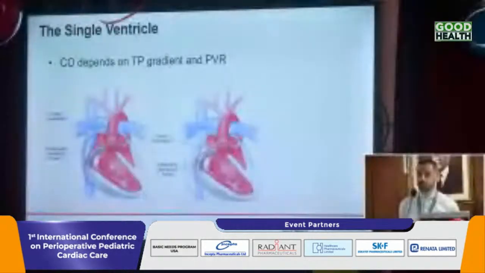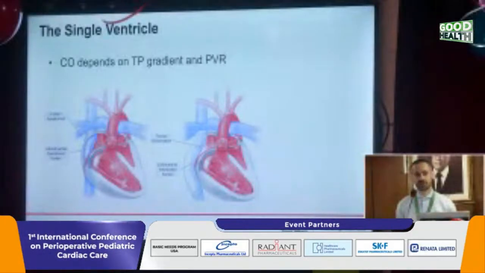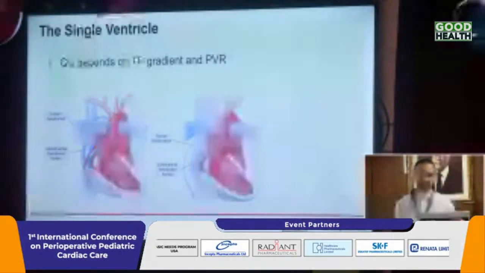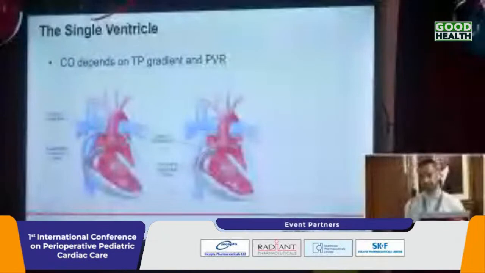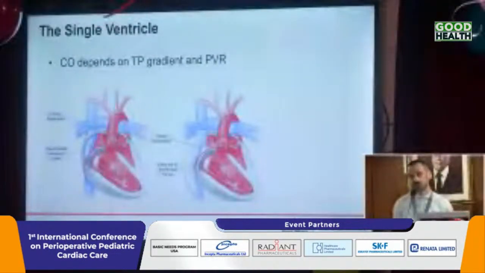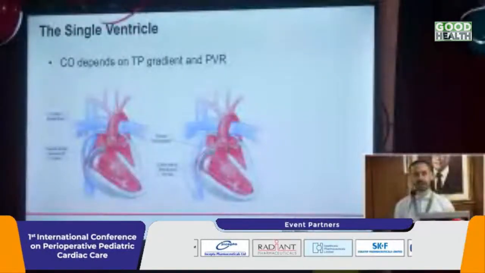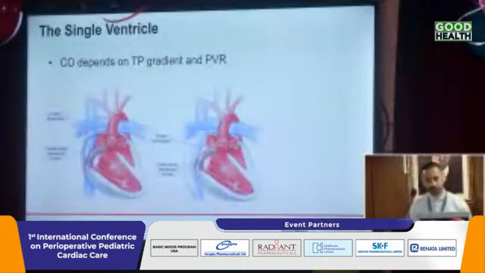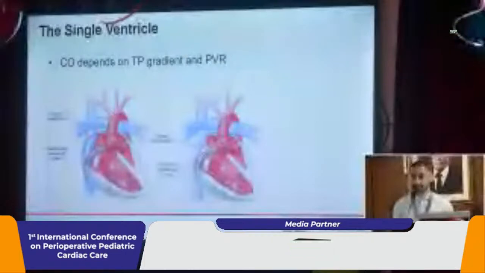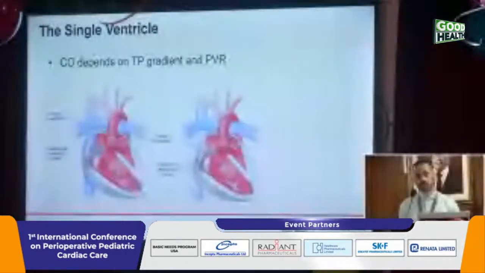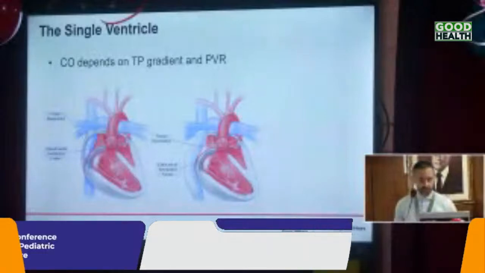Patients with a single ventricle are another challenge in the intensive care unit. These are patients with the so-called Fontan circulation. And we need to remember that their cardiac output depends on the transpulmonary gradient, so the difference between the Fontan pressure, or CVP, and their atrial pressure, whether that is a common atrial pressure in a patient with hypoplastic left heart syndrome after an atrial septectomy, or a patient with congenital tricuspid stenosis, for example, where that is going to be left atrial pressure.